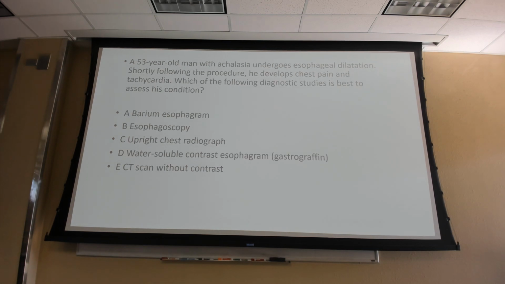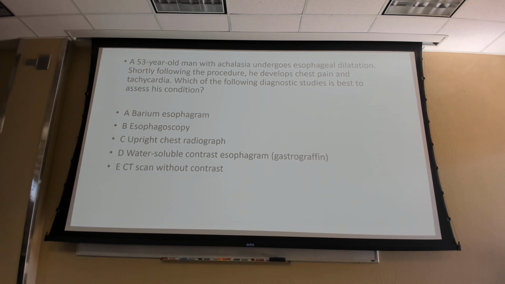All right. So you've got a 53-year-old with achalasia, undergoes esophageal dilatation. Shortly following the procedure develops chest pain and tachycardia. Which of the following diagnostic studies is best to assess his condition? What do we think? I think it's barium esophagram, no? Yes? So D? Yeah, so we talked about it, water soluble contrast.